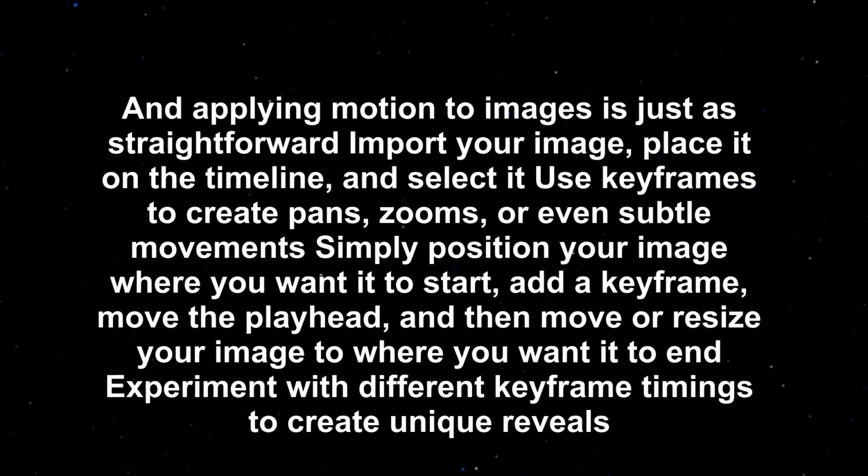And applying motion to images is just as straightforward. Import your image, place it on the timeline, and select it. Use keyframes to create pans, zooms, or even subtle movements. Simply position your image where you want it to start. Add a keyframe, move the playhead, and then move or resize your image to where you want it to end. Experiment with different keyframe timings to create unique reveals.